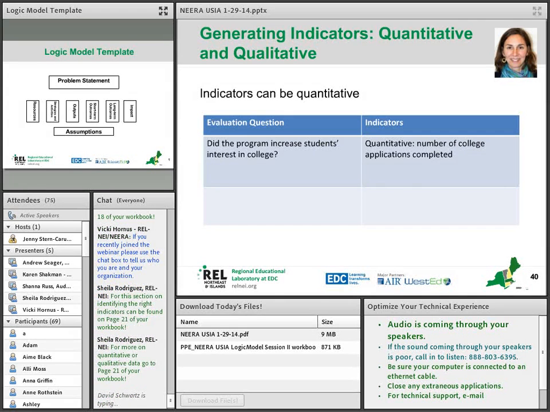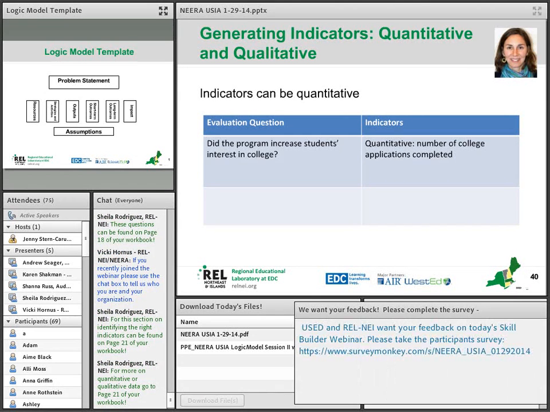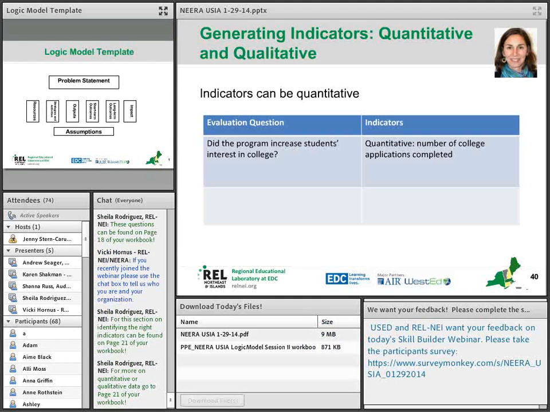So you'll see in your workbook, and Shayla has pointed out to you that it's on page 21 of the workbook, a template for working through this on your own. But we've given an example here of the College Ready case. And we have a question here, and we ask you to think about the types of quantitative and qualitative indicators related to the College Ready case.